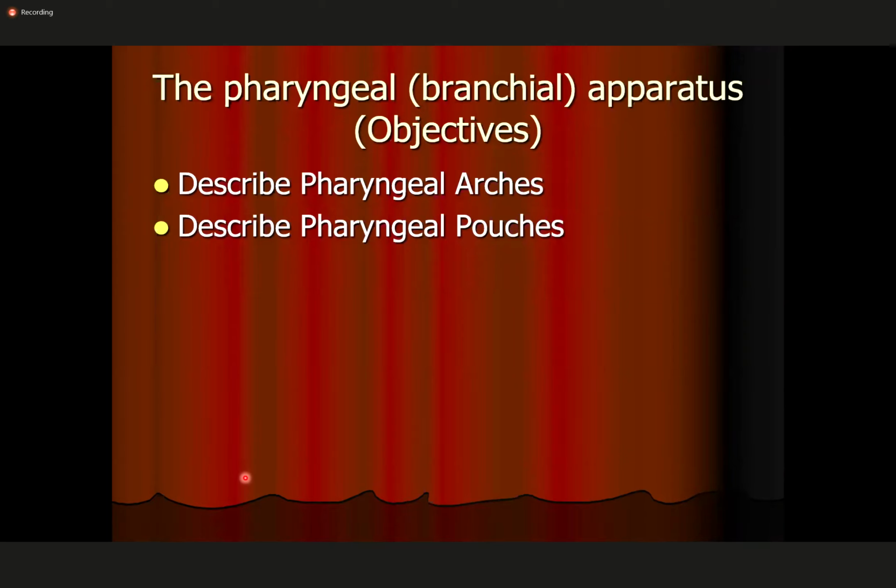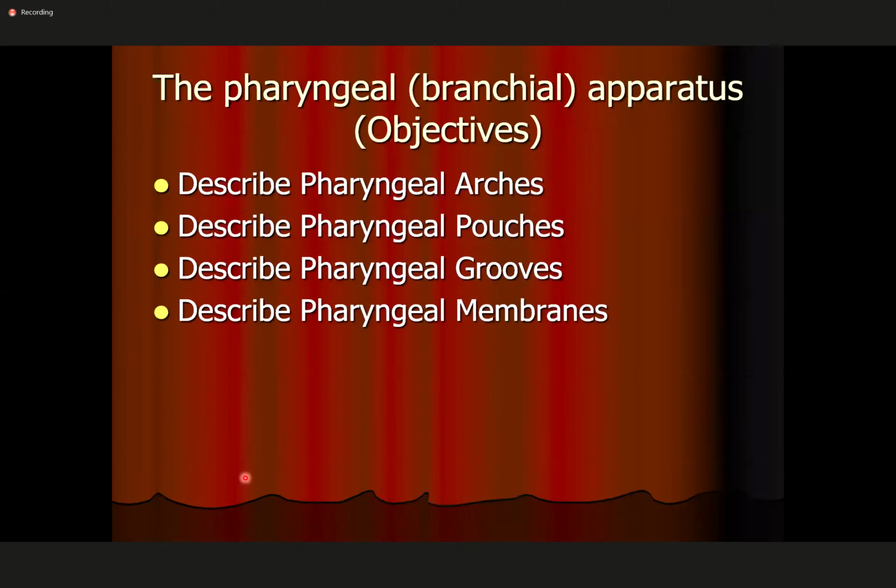So arch is an elevation. When it is going down, it is a pouch. We use this term as a part of the apparatus, the pharyngeal apparatus. And a groove. A groove is similar to a pouch when it's outside. Like we have the external ear, which is a groove, basically. We don't call it a pouch. A pouch is inside. Outside we call it a groove, or we call it sinuses.